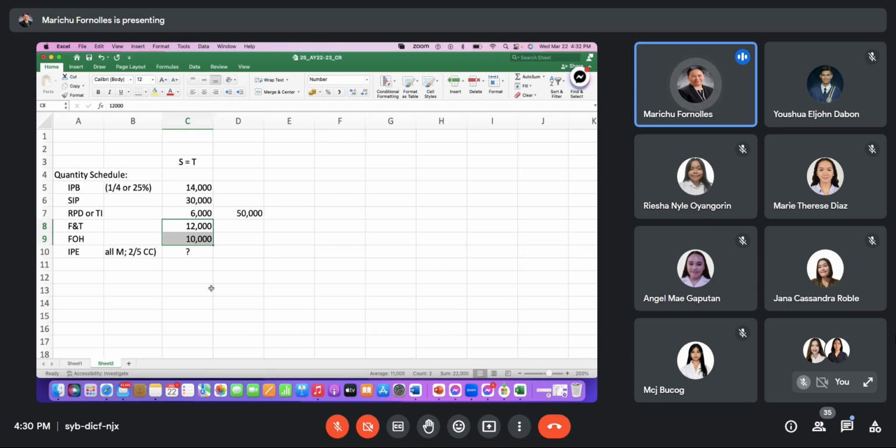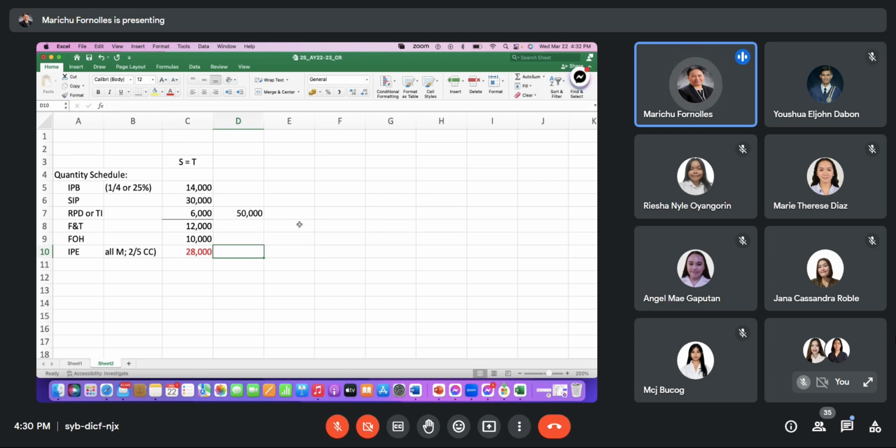What is 50 minus 22? 28, Miss. So 28,000 will be identified as your work in process. So that's the missing item. Gets niyo?